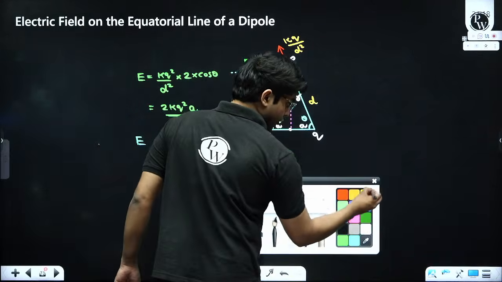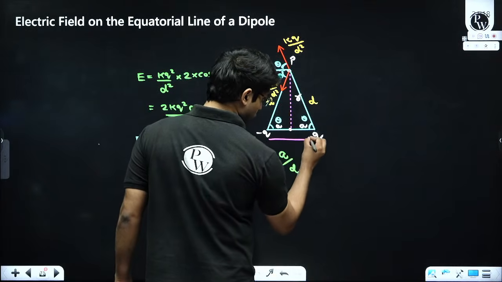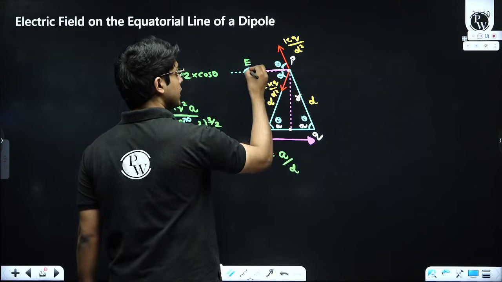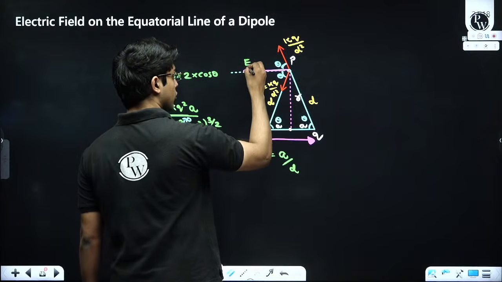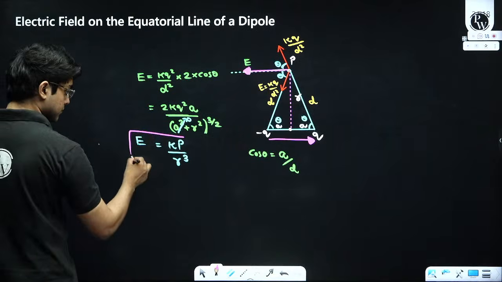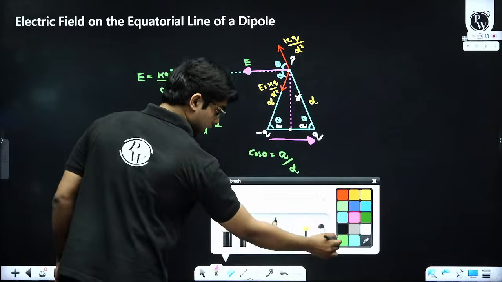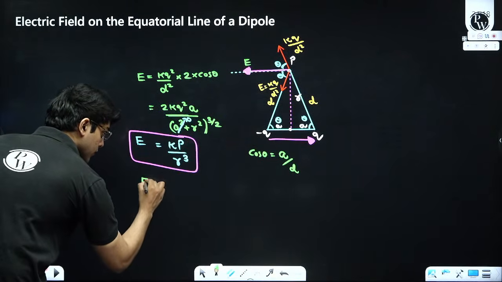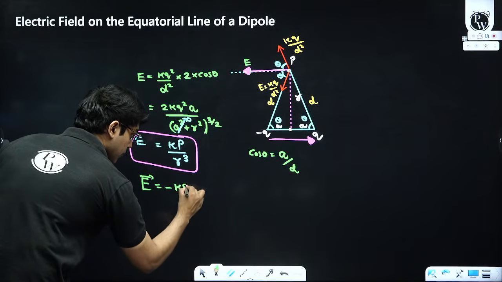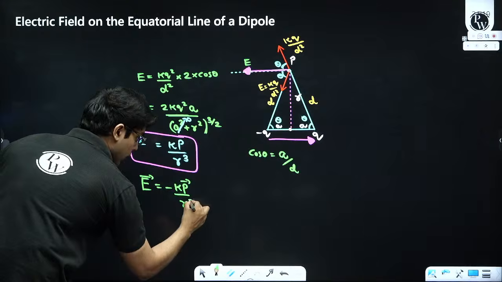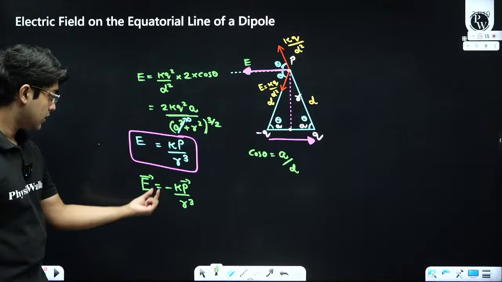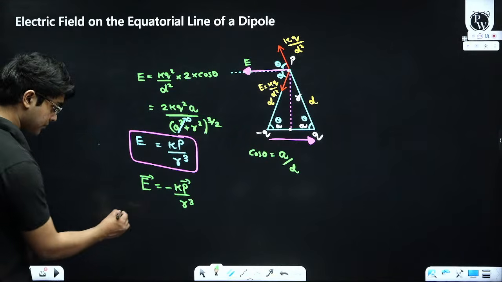But is it in the direction of the dipole moment or opposite? The dipole moment is pointing to the right, whereas the electric field here is pointing to the left. So you can say it is opposite to the dipole moment. If you want to write this in vector form, then E vector is minus kp vector by r cube. Why is there a negative sign here? Because the electric field is opposite to p vector. That is why we write minus p vector here.